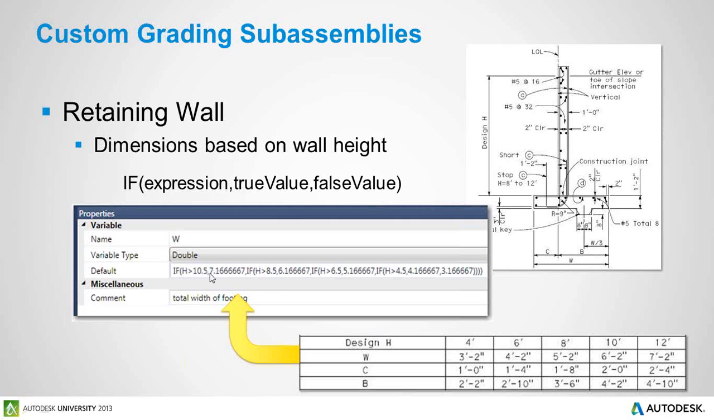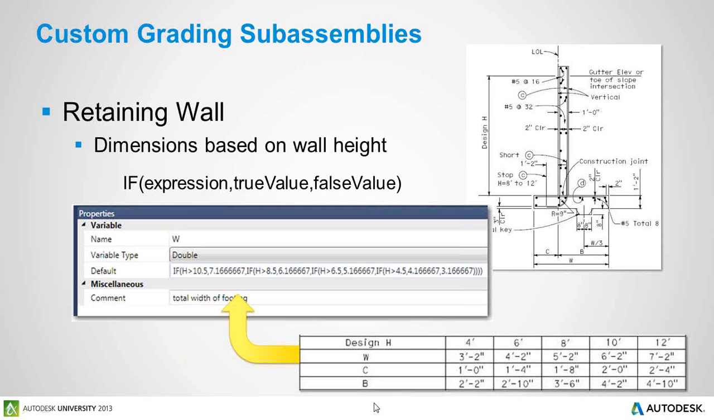So if it's greater than 10.25, use the 7 foot 2 inches. If not, check to see if the height's greater than 8. If not, check and so on. So we nested these if expressions in the false value here. It evaluates the expression. If it's true, return this. If it's false, return this value here, and we could then nest these in.